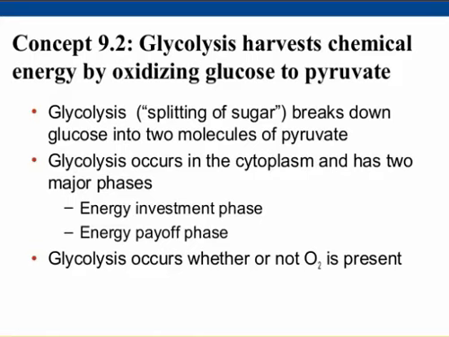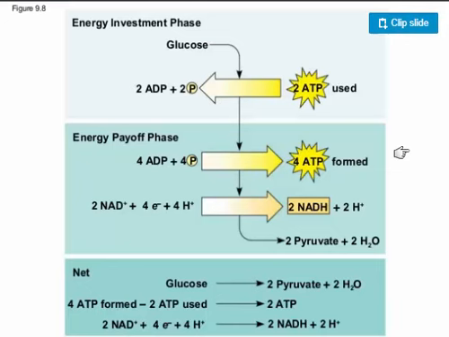So glycolysis is going to be summarized as follows. First of all, we're going to look over here. We have two ATP molecules that are used to energize a glucose molecule. The glucose is split into 3 carbon molecules. We said it is called pyruvate. Each one of the molecules of pyruvate contains 3 carbons.